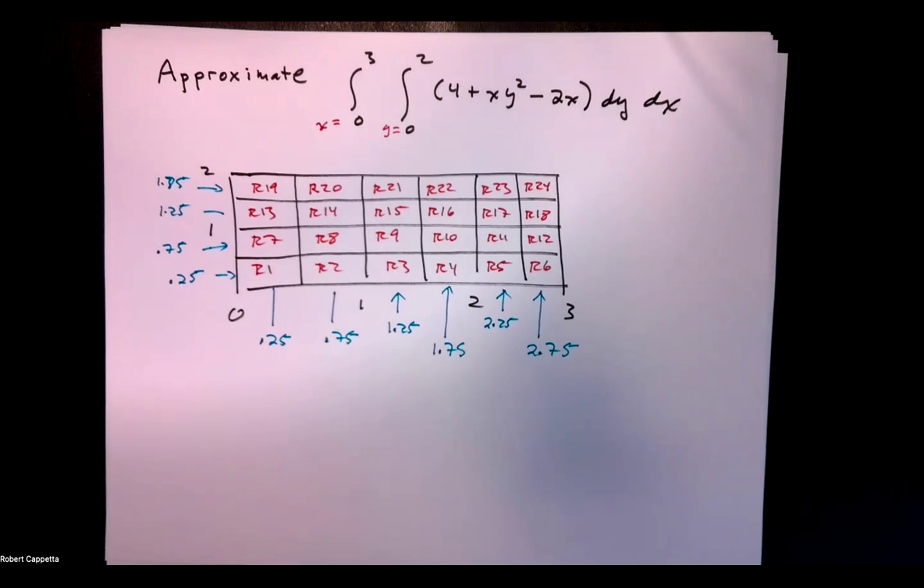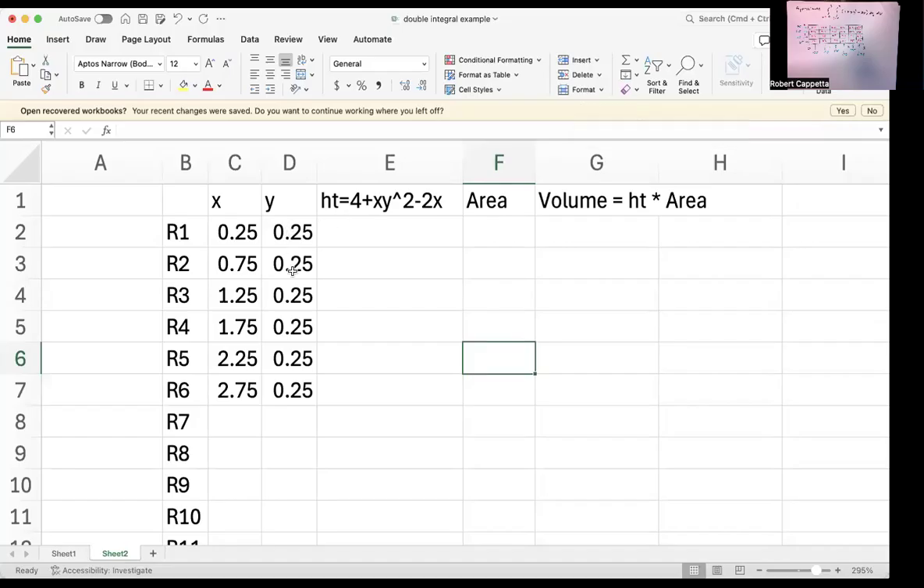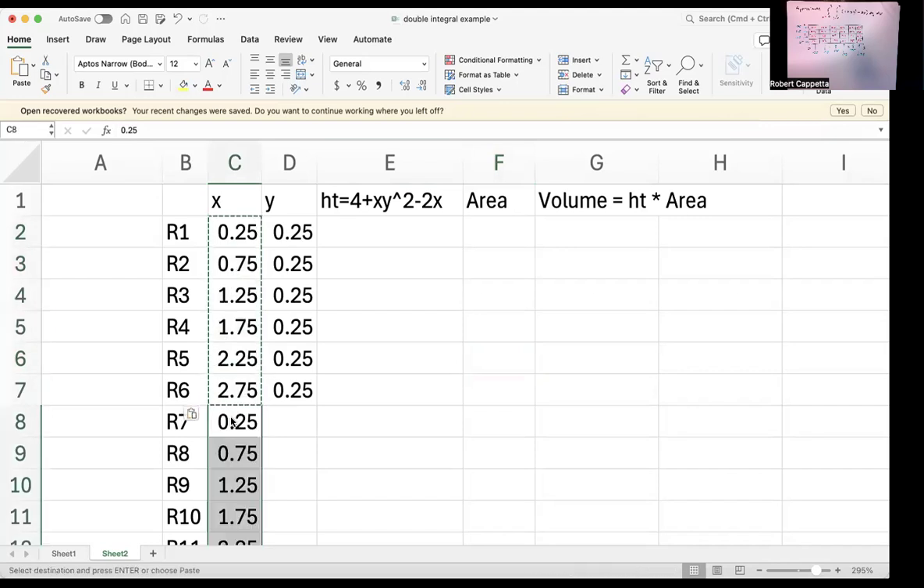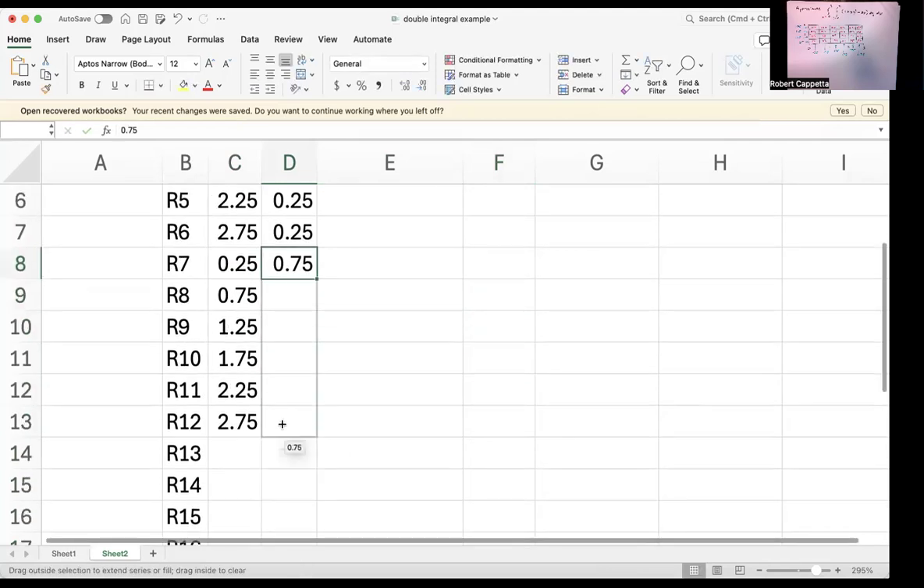Notice for the first 6 rectangles, the y value is all 0.25, and then the x values change as we see there. Let's go ahead and identify that. All the y values are 0.25, and you see the x values stepping up a half each time. Now, for the next 6, the x values will be the same, but the y values now jump up to 0.75. And that's going to be our pattern.